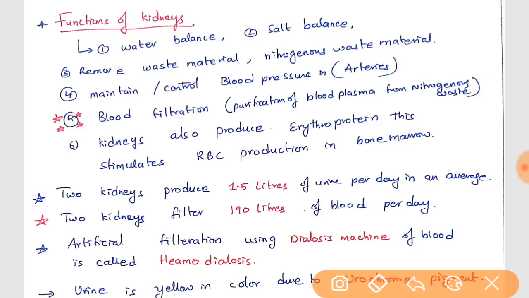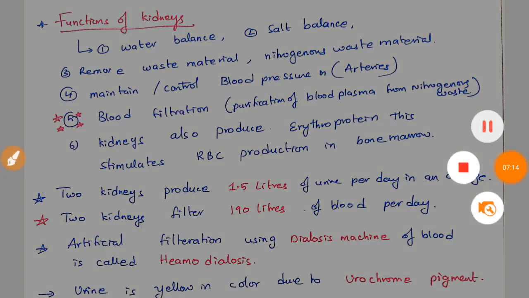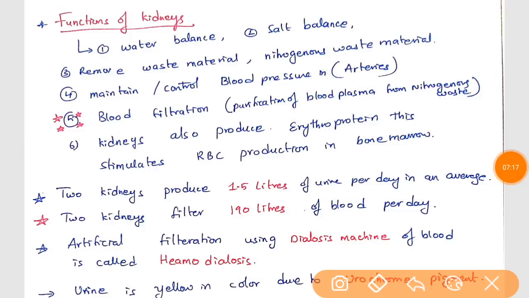Kidneys play a vital role in our body, and some of the functions of kidneys are: it maintains the water balance in our body, and also salt balance in our body. It removes waste materials, nitrogenous waste materials, and maintains and controls blood pressure in the arteries, friends. The main function of kidneys is blood filtration.